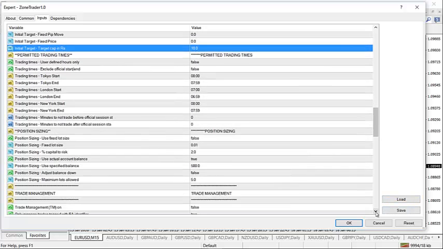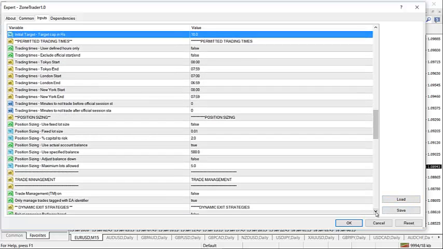Going down to the next section, you have permitted trading times. Now this is to do with when the expert advisor is allowed to trade. First one, trading times, user defined hours only. So this allows you to specify times in each of the key sessions, being the Asian session, the London session and the New York session.